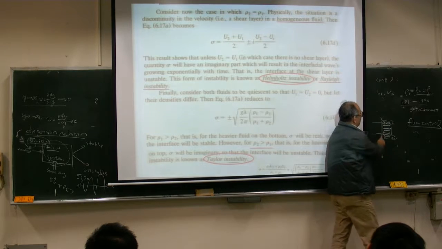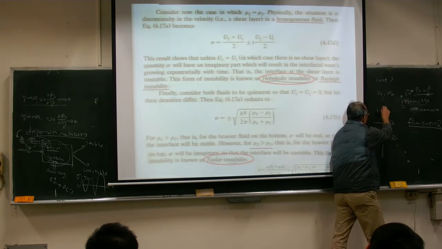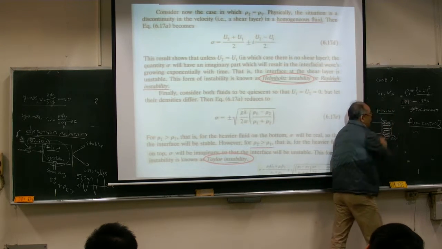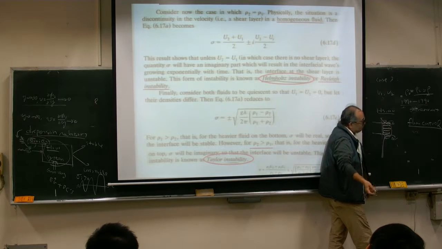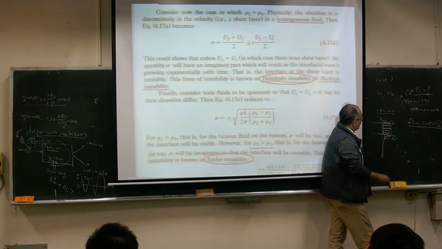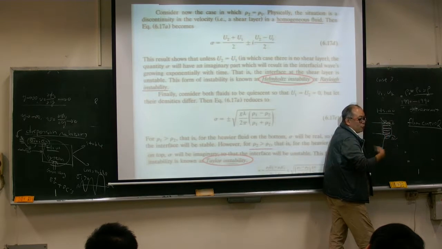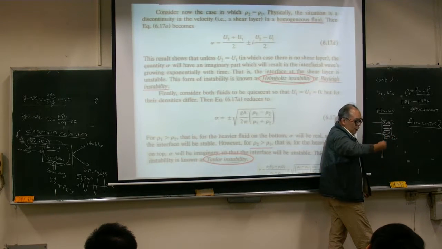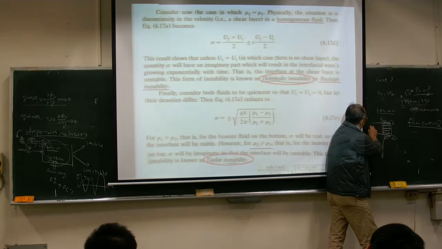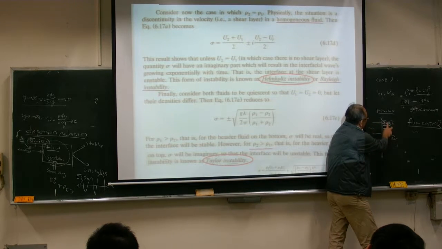For example, Professor Xiao, who passed away already, in his PhD thesis used acoustics. Acoustic means using a speaker, right? He generated a sound wave here and tried to control all this instability.